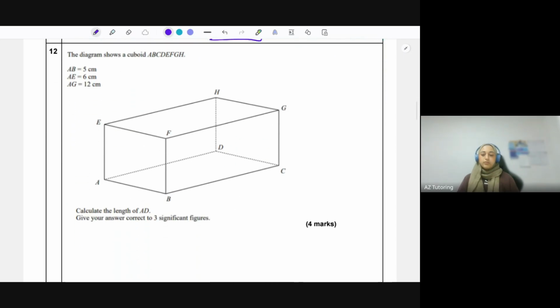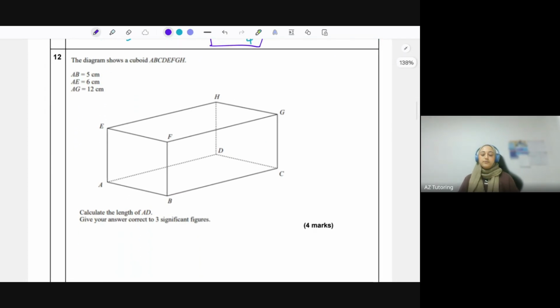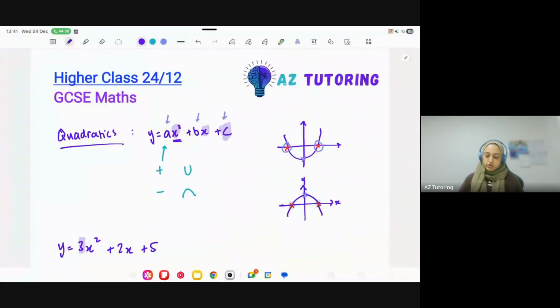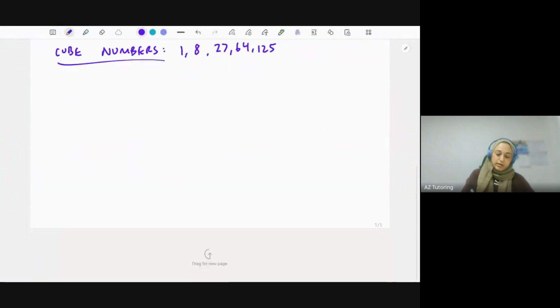Okay, we're going to move over to 3D trigonometry now, and Pythagoras. So you did Pythagoras yesterday, but just on 2D shapes. For higher, they don't really give you questions like that. They hide it inside a 3D shape. So just quickly going over Pythagoras because you have covered that yesterday.